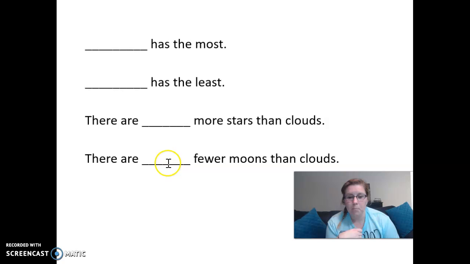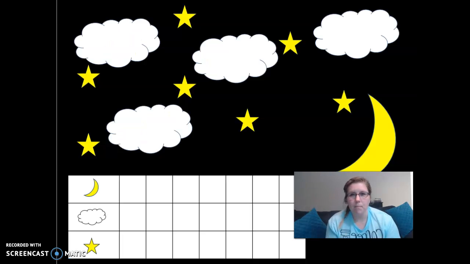Then it says there are blank fewer moons than clouds. So you're going to compare moons and clouds. This one is how many more. This one's how many fewer. Okay? So remember this one, we find where they're equal and we count up. This one, we start with the moons and count back until they're equal. So you've got these 4 questions about this picture. Make a graph, answer the questions.